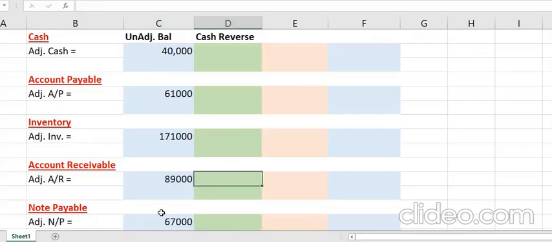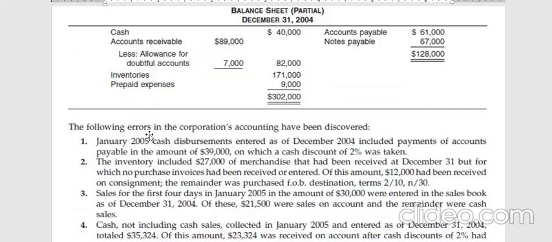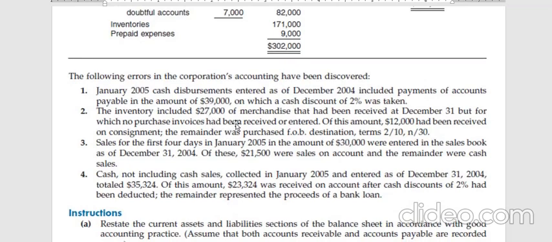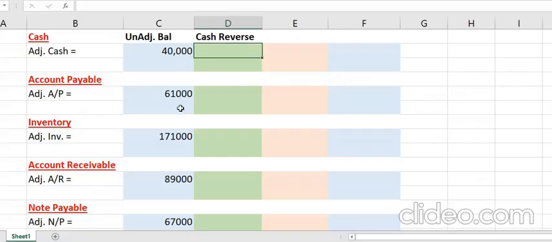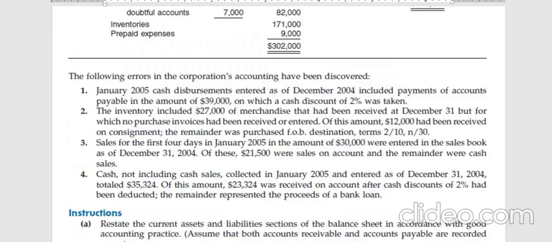Now my job here is to see how these four events or pieces of information can bring changes to these balances here. That's actually our job here, okay? So let's go through it.